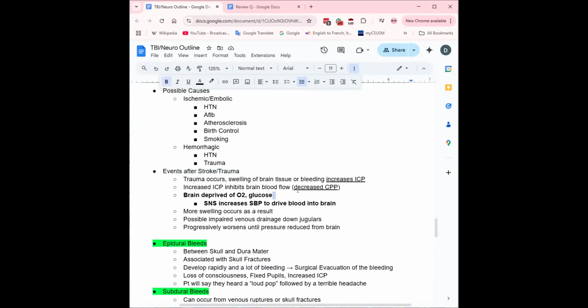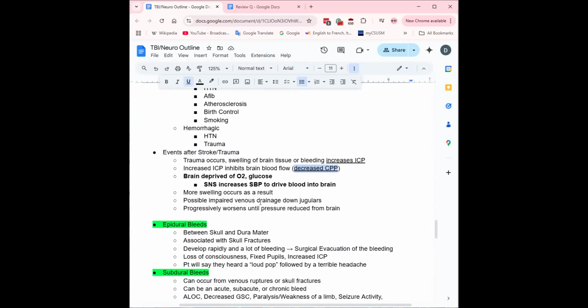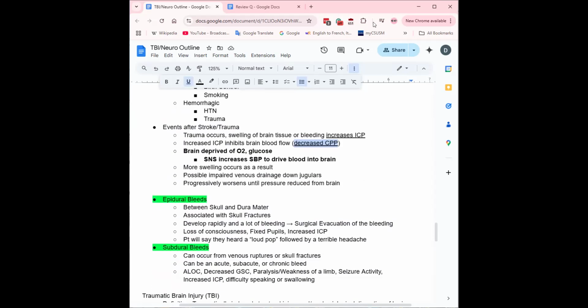Increased ICP inhibits brain blood flow, which can cause a decreased CPP overall, because if you have decreased blood flow, and remember from your formula, it's MAP minus ICP. So increased ICP leads to decreased CPP, in which case the brain is deprived of O2 or glucose. It doesn't have any reserves. So that means your brain is not getting what it needs, which means brain damage if it's not treated appropriately.